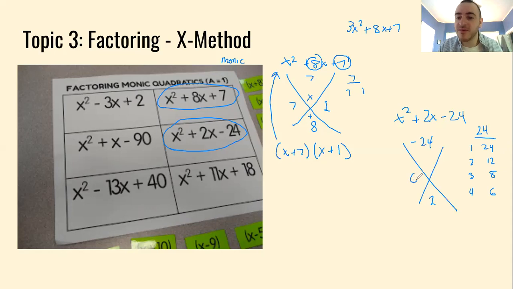Perfect. If I have a positive 6 and a negative 4, they add up together to equal positive 2, and multiply together to equal negative 24. So that's my answer, x plus 6 and x minus 4. Beautiful. So you will have an X method factoring question on your final. Make sure you are aware of how to do this and practice if you need to.